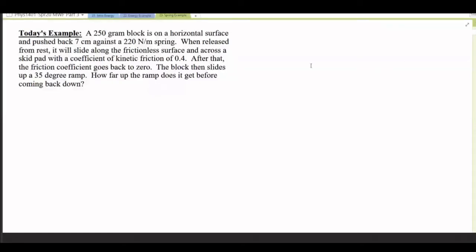Okay, so this is a comprehensive energy example that I came up with that involves all forms of energy that I can think of that we're going to be dealing with. So let's take a look at the situation and try to do a drawing of it. So we have a horizontal surface and a block.